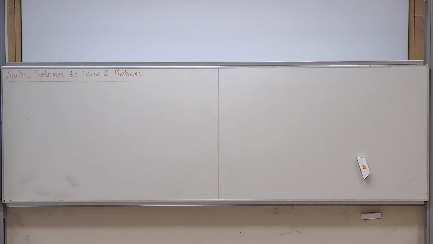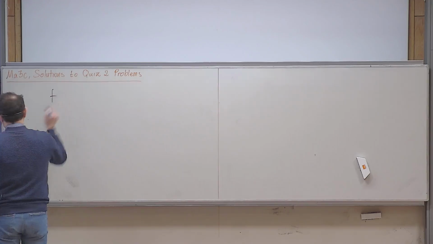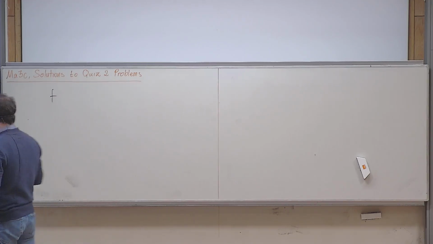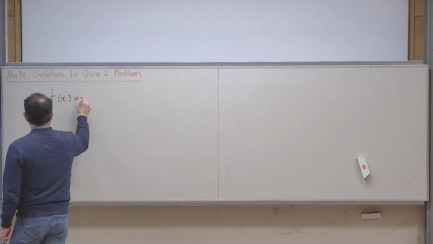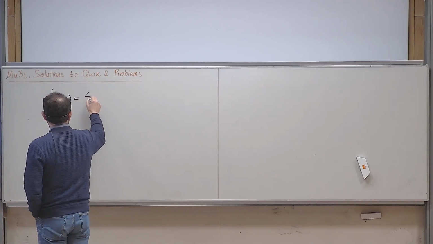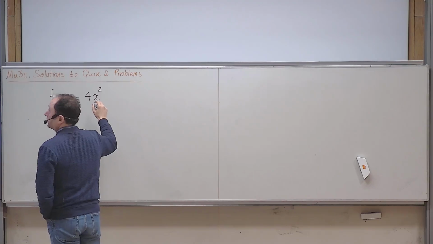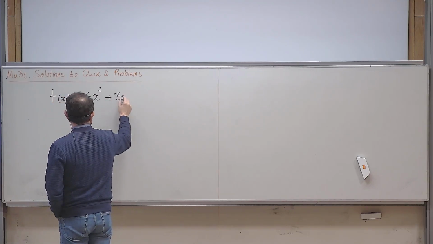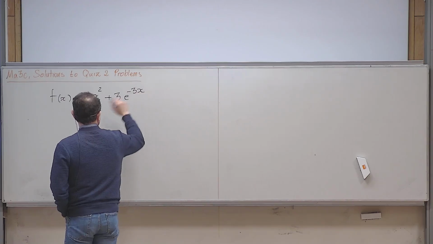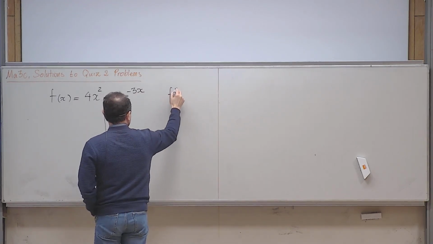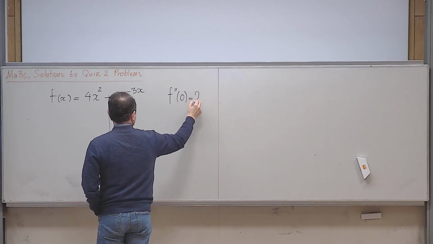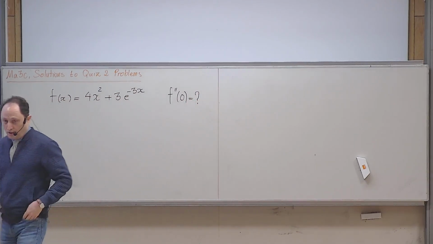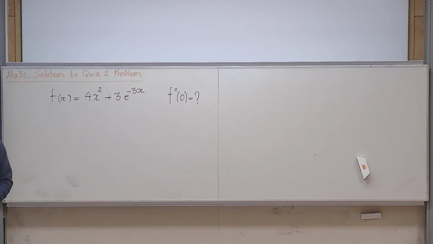The function f of x is equal to 4x squared plus 3e to the power of minus 3x. The goal is to calculate f double prime at 0. Yes? Okay, so what we have, very simple, you know how to do it.